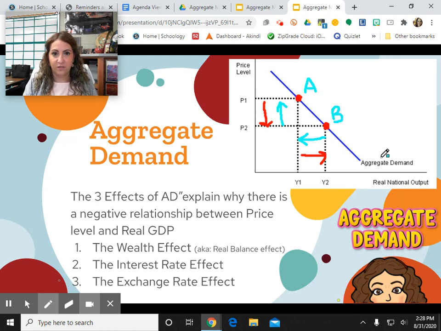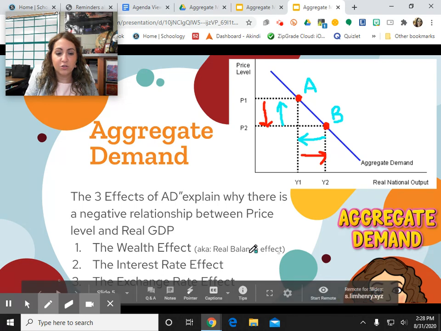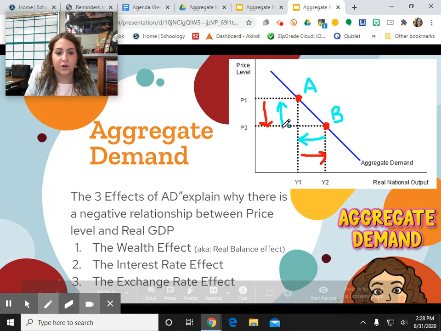And if prices fall and consumers feel wealthy because of it, they spend more money and GDP increases because consumption's going up. And it's also called the real balance effect, and it does work the other way. If prices were to go up, people feel less wealthy.